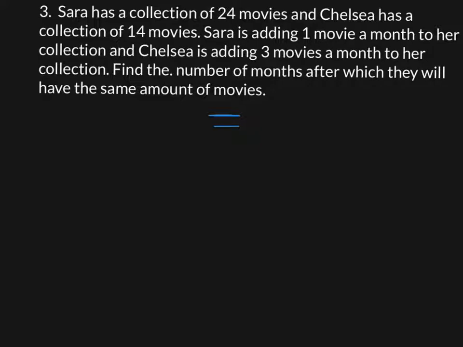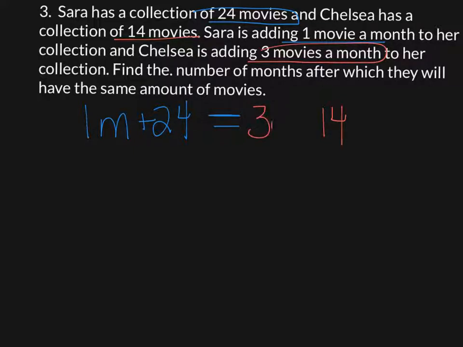Okay, so let's look at Sarah. Sarah has 24 movies, okay, but then she adds 1 movie a month. Okay, so she has 1 movie per month plus the 24 she has. Okay, Chelsea has, let's see, she has 14 movies. Okay, and she's adding 3 movies a month to hers. And we want to know after how many months are they even. So this one's where we're going to put them equal to each other.